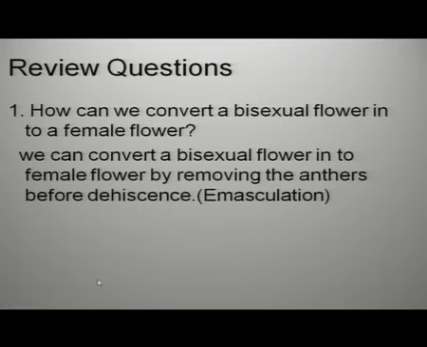Now, it is the time for you to answer the review questions. First question for you: how can we convert a bisexual flower into a female flower? Yes, your answer is here. We can convert a bisexual flower into a female flower by removing the anthers before dehiscence. You know dehiscence, that is splitting up of the anther at the time of maturity to release the pollen grains. So, removal of anthers before dehiscence from a bisexual flower is called emasculation, and it is done to convert a bisexual flower into a female flower, and its role is to prevent self pollination.